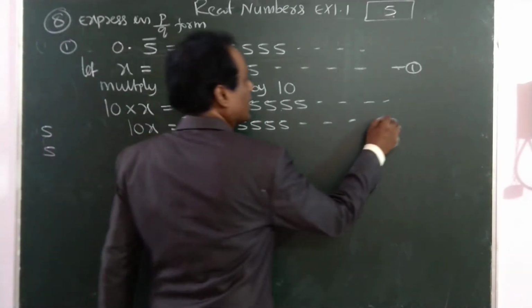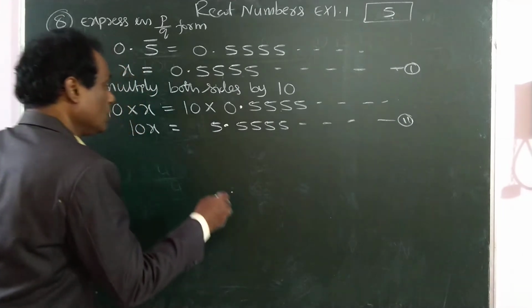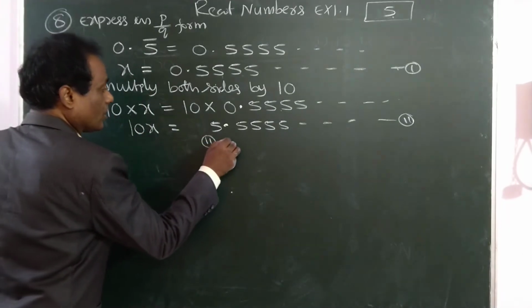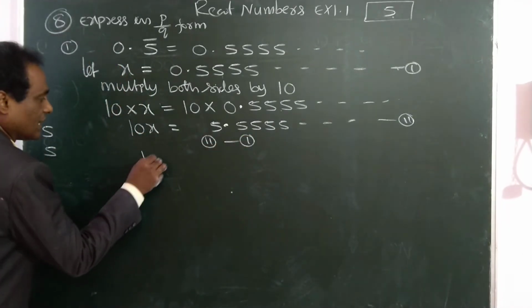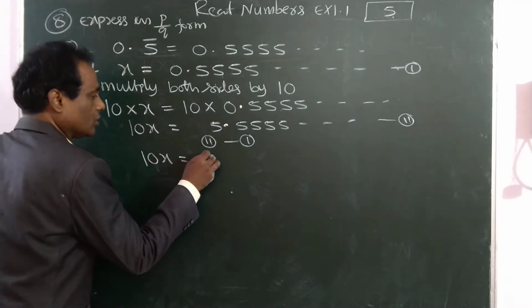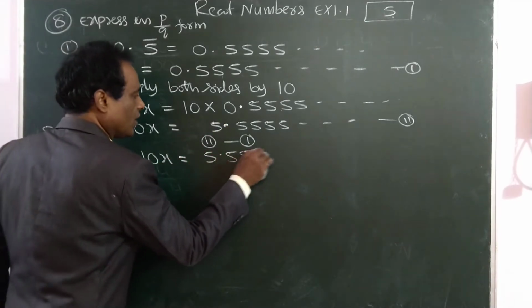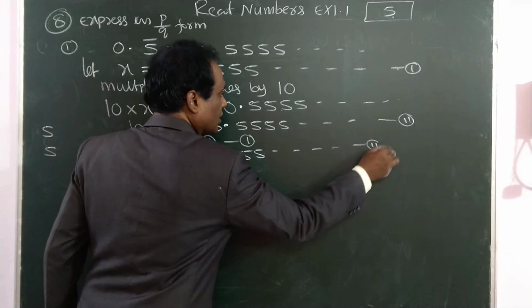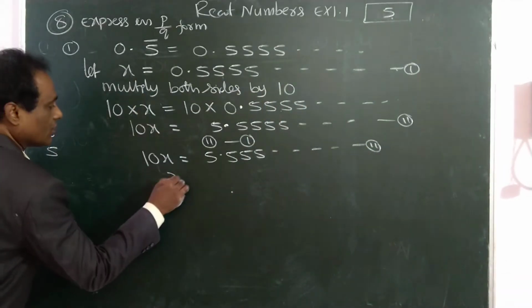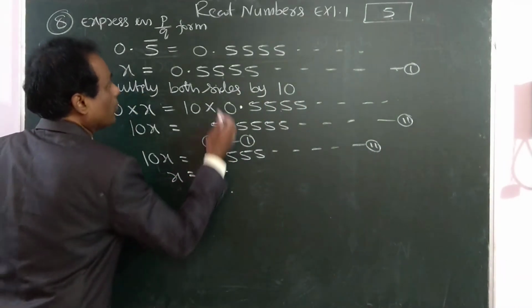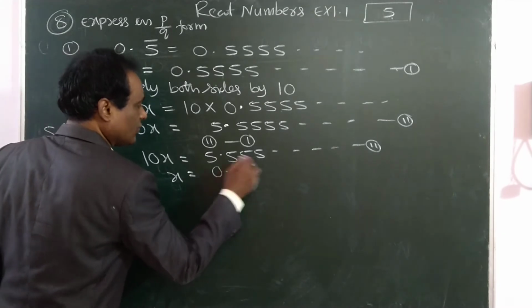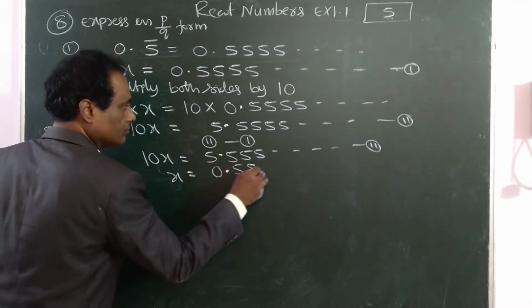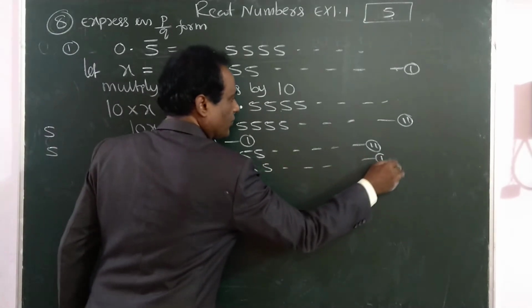So this is the second equation. Now what you do is, from the second equation, subtract the first equation. What is the second equation? 10x is equal to 5.55555. This is the second equation. What is the first equation? X is equal to 0.55. See, the decimal should coincide. This is the first equation.